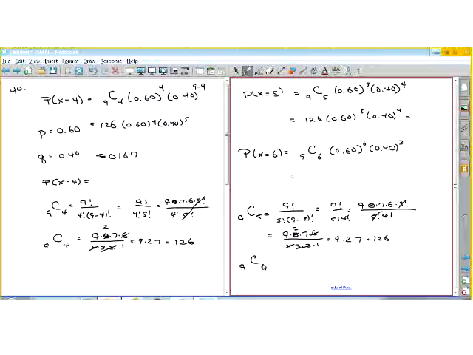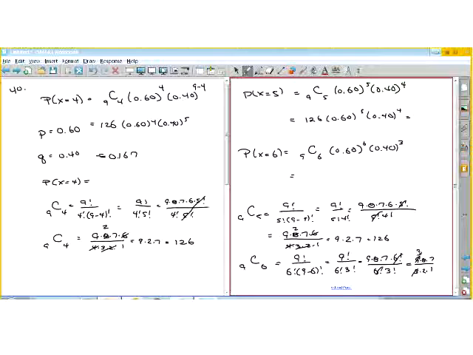And the final one is 9 things grouped 6 at a time. So that's 9 factorial over 6 factorial times (9 minus 6) factorial, which is 9 factorial over 6 factorial, 3 factorial. So we get 9 times 8 times 7 times 6 factorial divided by 6 factorial, 3 factorial. These cancel out. So you get 9 times 8 times 7 divided by 3 times 2 times 1.